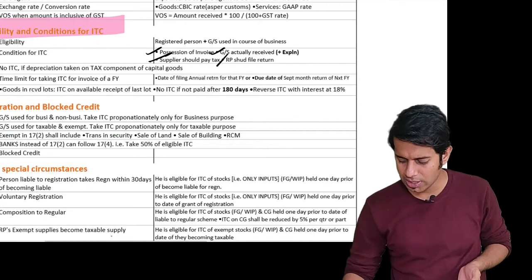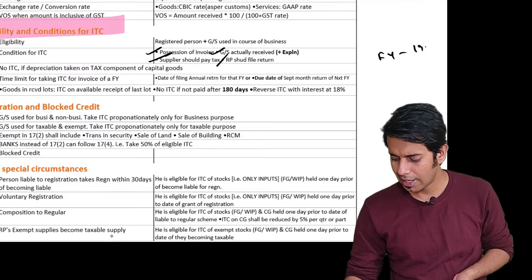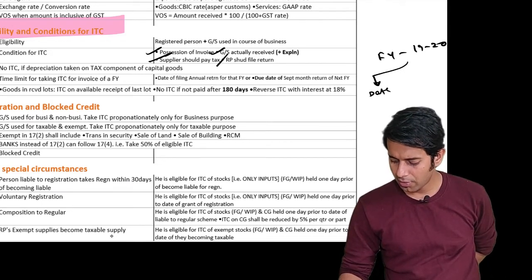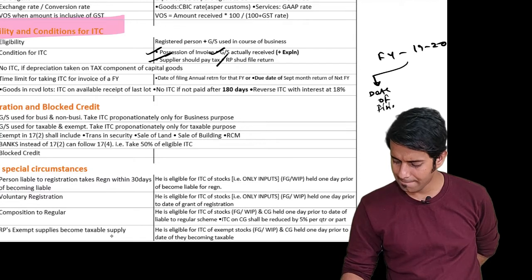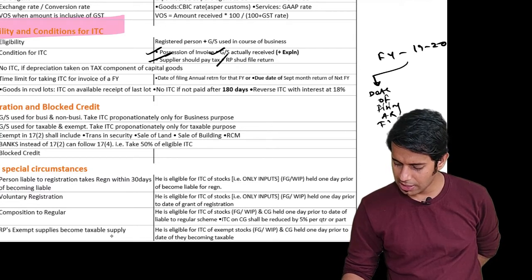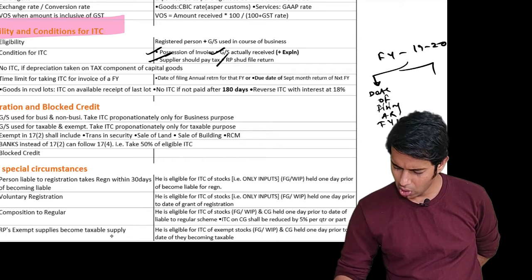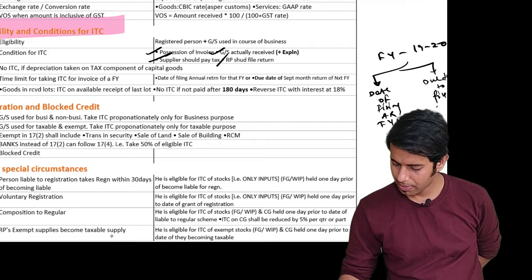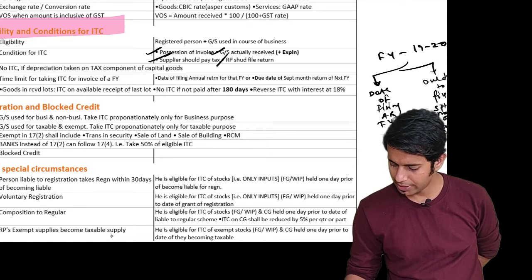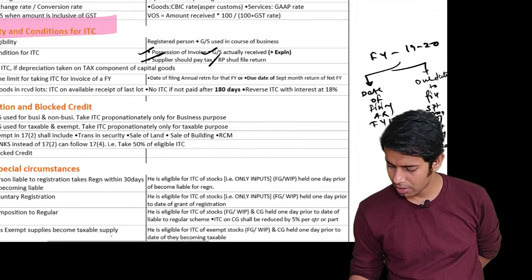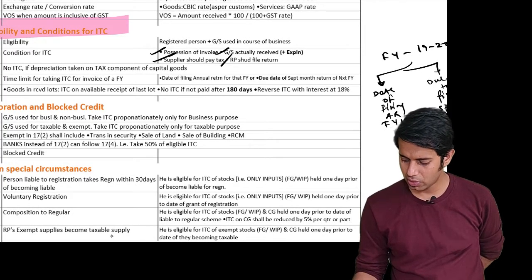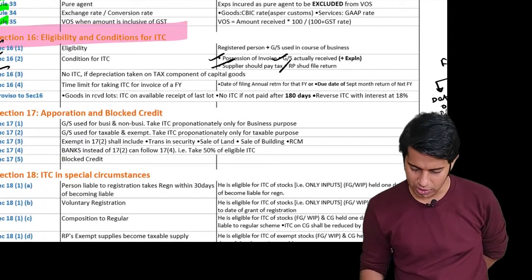Sir, can you please show it, sir? Say for example, we are talking about financial year 1920. Now for financial year 1920, I can either take the date of filing annual return for financial year 1920, or the due date to file the September month return of next financial year, that is financial year 2021. Now whichever is earlier will be the last day to take input tax credit.